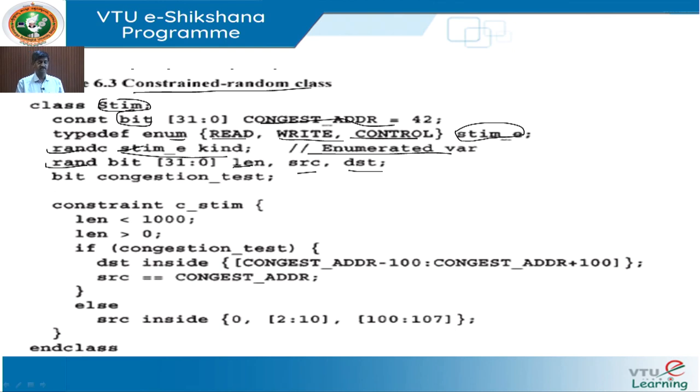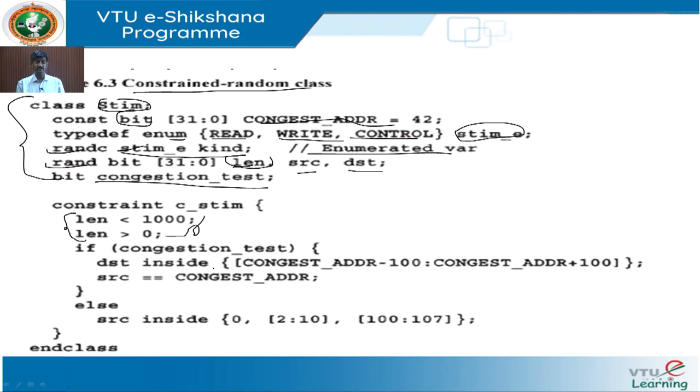So let us define these constraints, and also I am defining a congestion test. Whenever this variable fails to define its value, or defines more than two values at a time, the congestion test will fail. I will define a constraint for these values as a system. I am taking a length from 0 to 1000, and a congestion test which occurs from 0 to 1000.